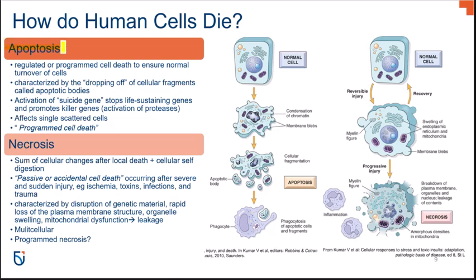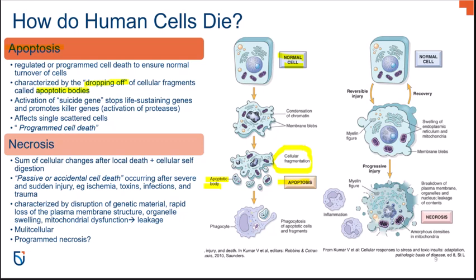Starting with apoptosis, it is known as a regulated or programmed cell process that's characterized by the dropping off of cellular fragments called apoptotic bodies. So here we have a normal cell going through the process of apoptosis. And this is showing the fragmentation happening of the cell and the formation of these apoptotic bodies. So too little or too much apoptosis is linked to many disorders.